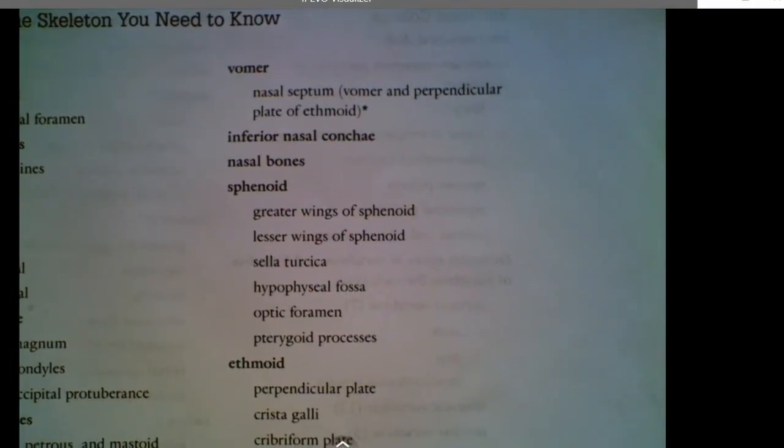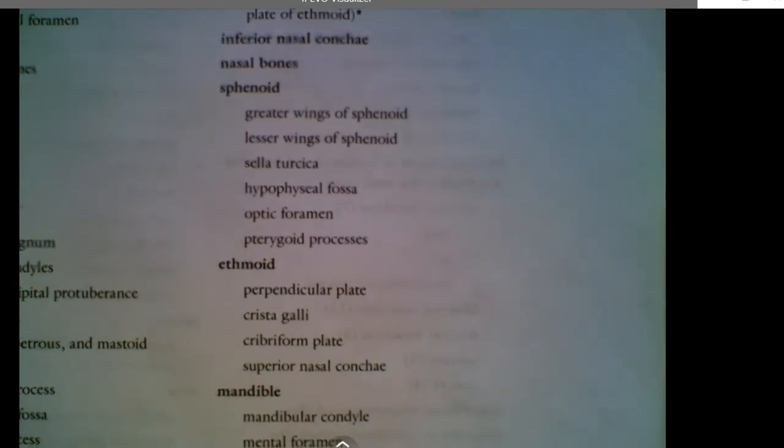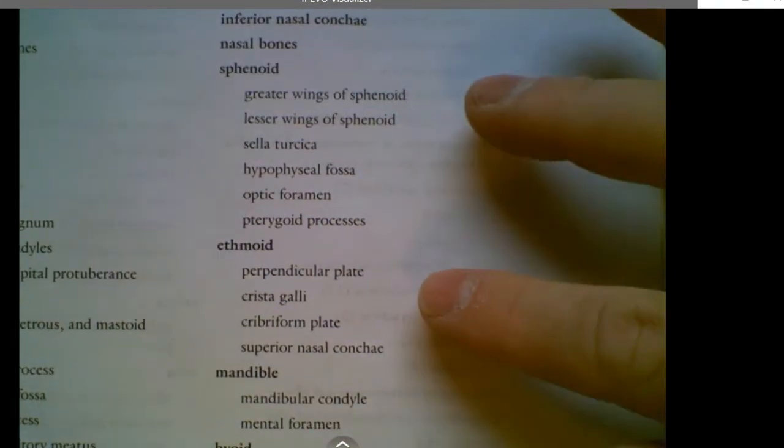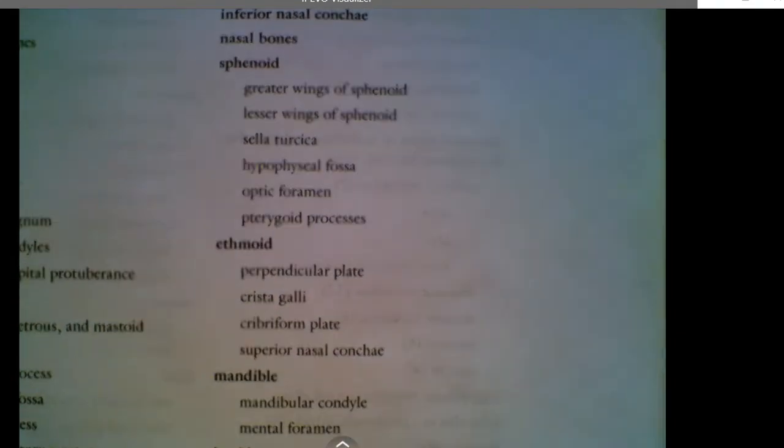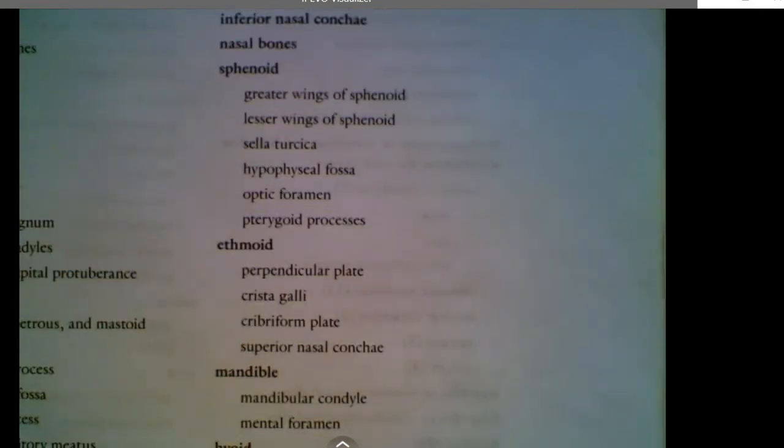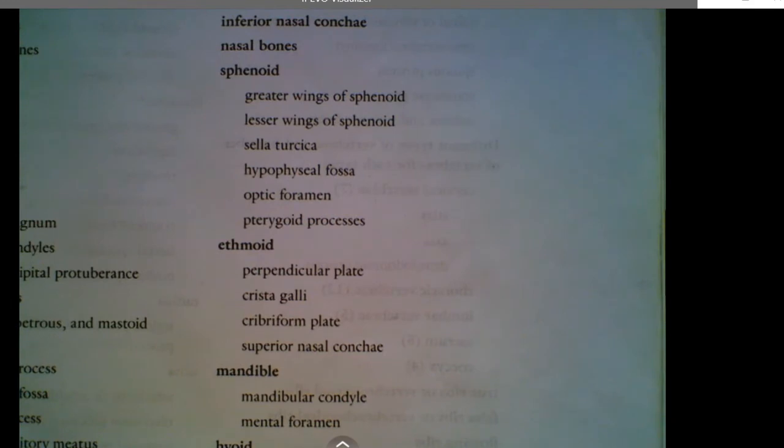Now, the next 2 bones, the sphenoid and ethmoid bone, these are the 2 bones I'm going to skip and put into our second video. Sorry, it's getting a little blurry as I try and move the paper. So we're going to skip those 2 just for now. Check out the next video and you'll see the sphenoid and ethmoid bone. Let's go ahead and finish this list. Piece of cake. We only have 2 bones left. The mandible and the hyoid bone.